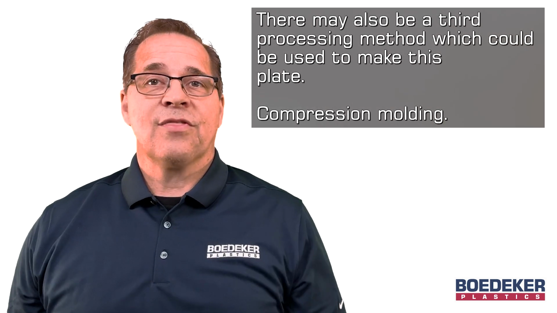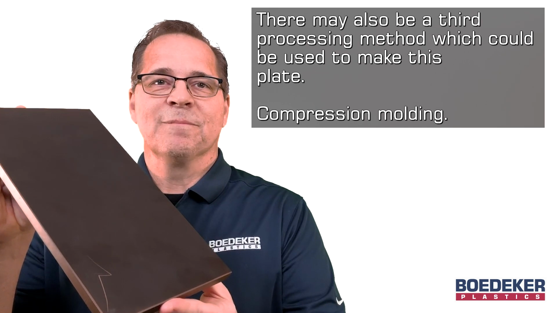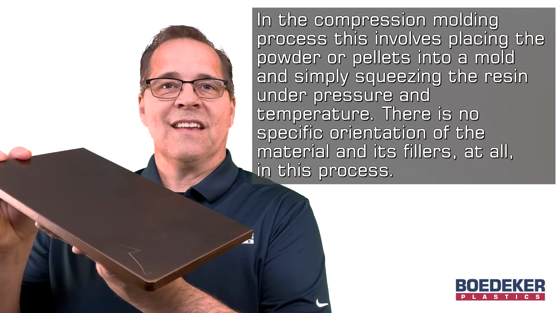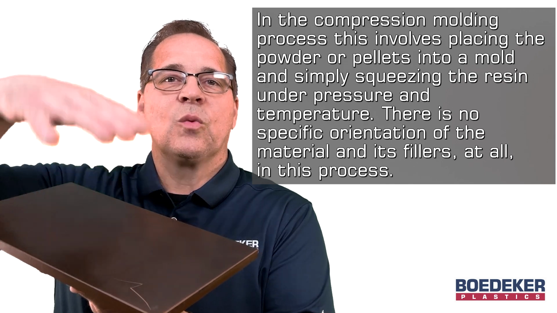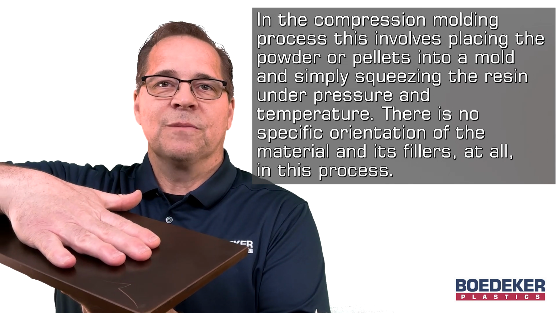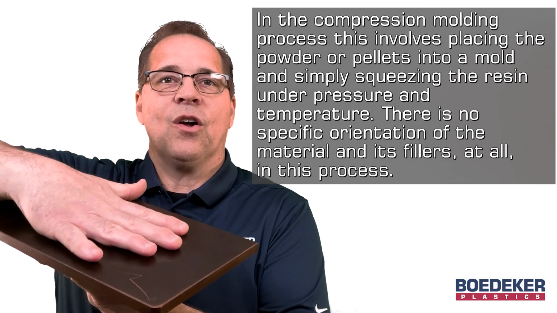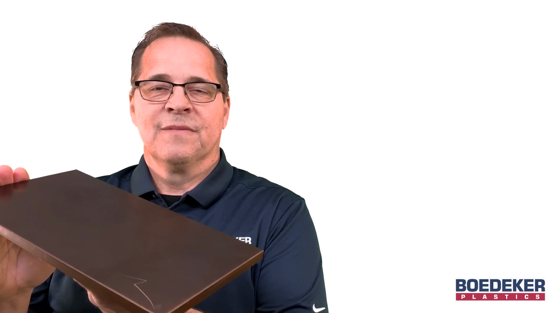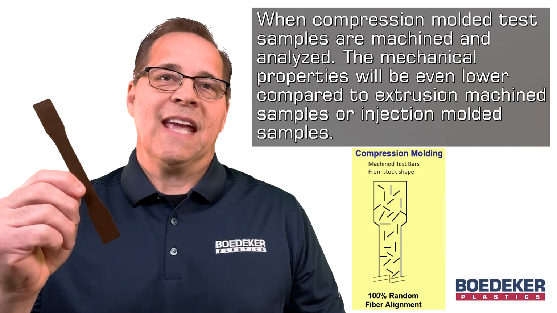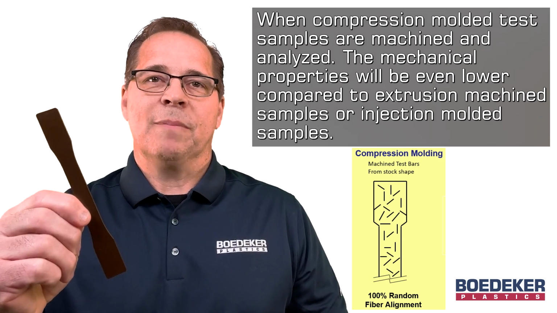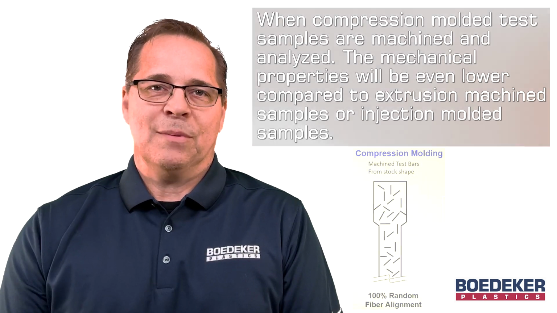There may also be a third processing method which could be used to make this plate, compression molding. In the compression molding process, this involves placing the powder or pellets into a mold and simply squeezing the resin under pressure and temperature. There is no specific orientation of the material and its fillers at all in this process. When compression molded test samples are machined and then analyzed, the mechanical properties will be even lower compared to extrusion machined samples or those injection molded test samples.